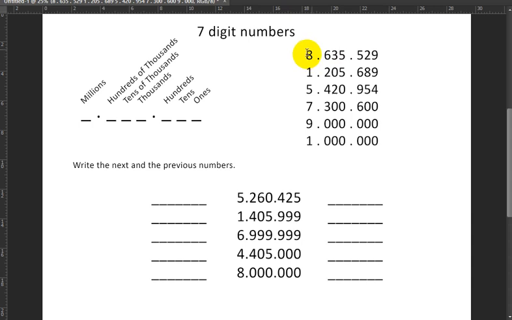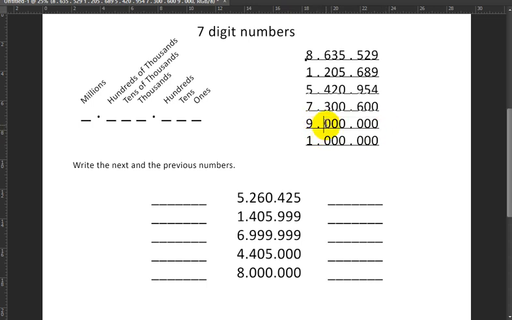As we said, we read the number in front, so 1,205,689. Next, we would say 5,420,954. For this one, we would say 7,300,600.